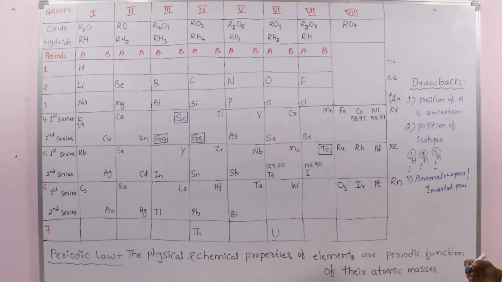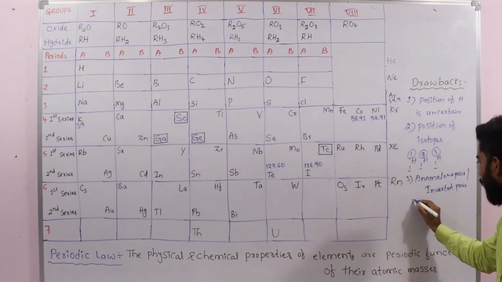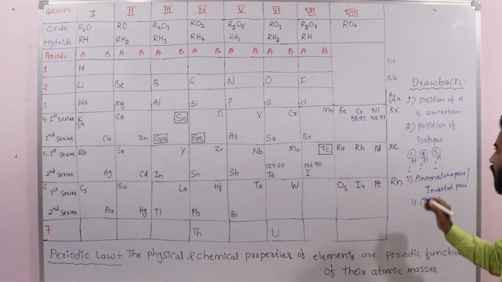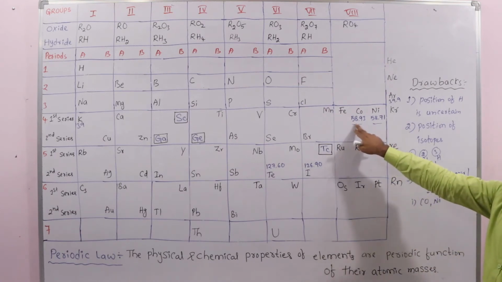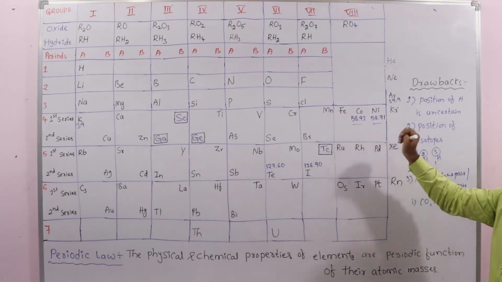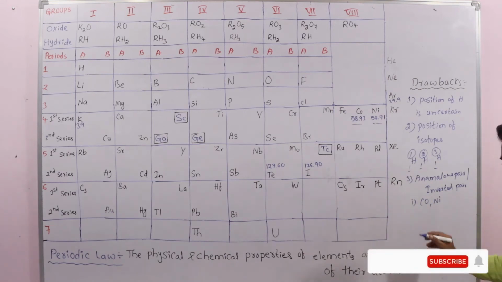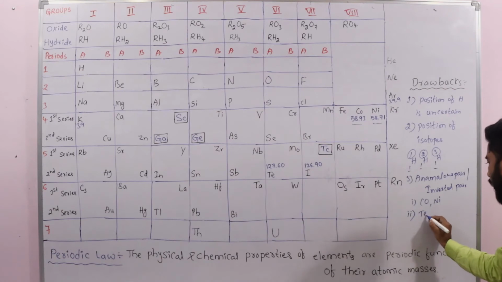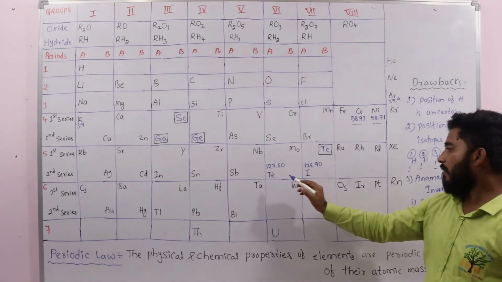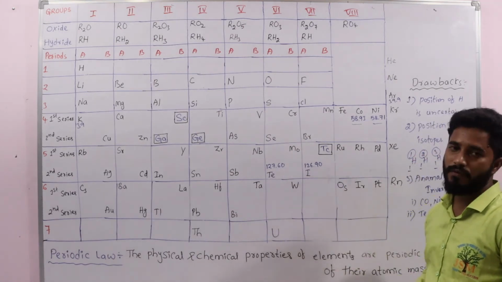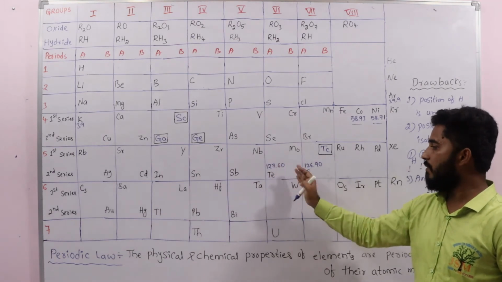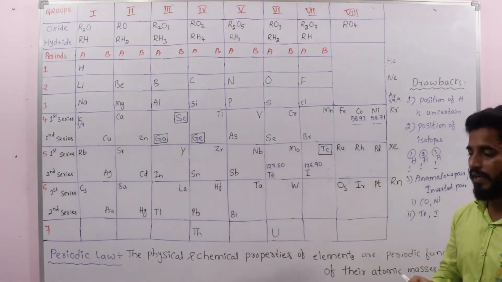Let us see what anomalous pairs are present in Mendeleev's periodic table. One is cobalt and nickel. Cobalt's atomic mass is 58.98, nickel's atomic mass is 58.71. A heavy atomic mass element is placed before the less atomic mass element. Like that, the second one is tellurium and iodine. Tellurium's atomic mass is 127.60, iodine's atomic mass is 126.90. The heavier element is placed before the lighter element.